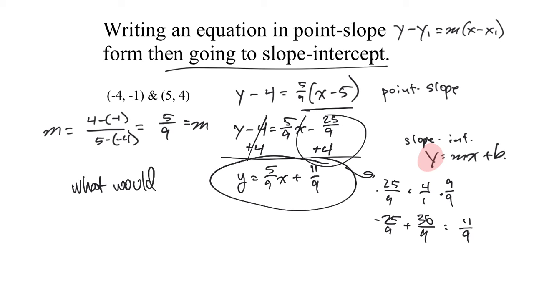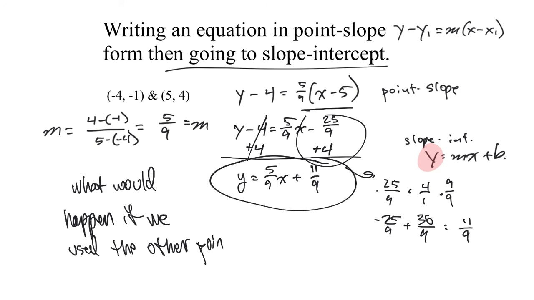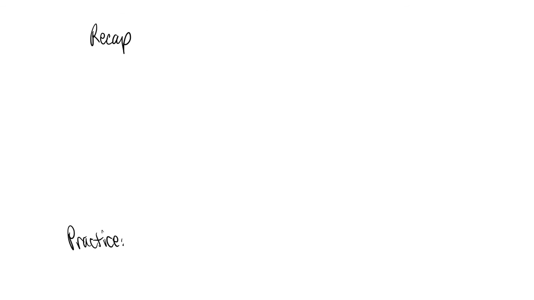Now, I have a question. What would happen if we used the other point? So if we use this instead of this one like we just did, what would happen? Pause the video, solve it, put it in the point slope form, then convert it in slope intercept form, and come and tell me what you find.